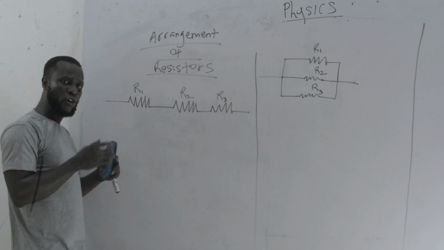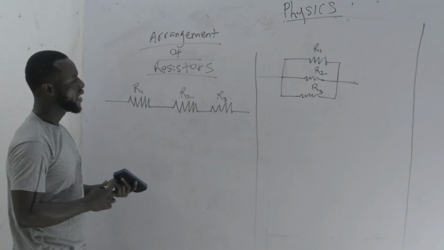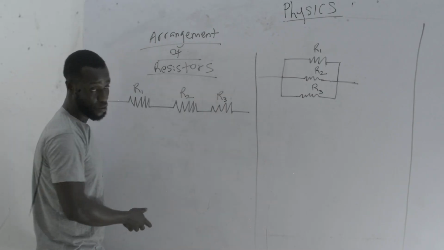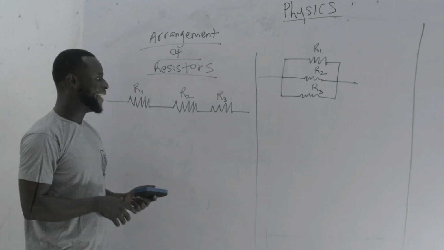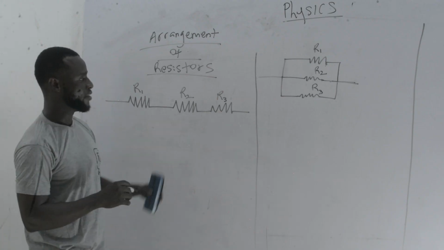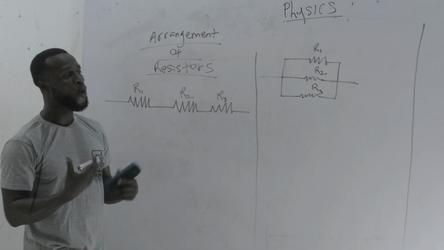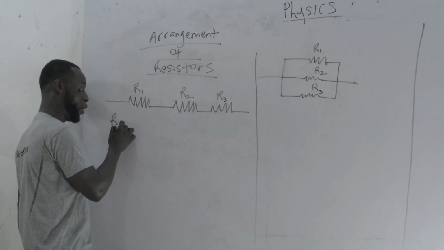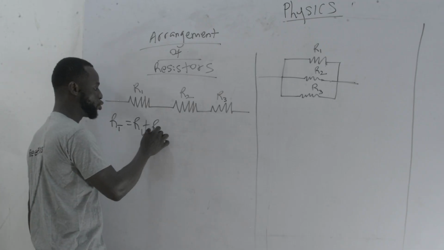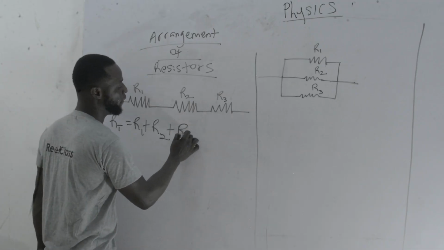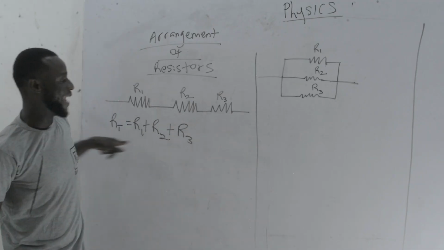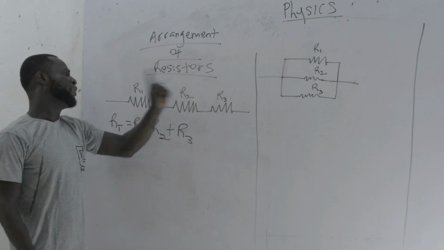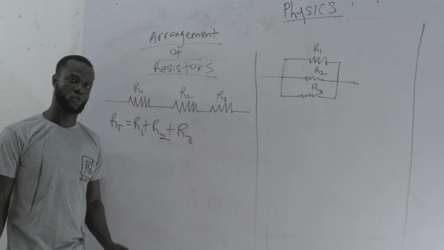This one is the reverse of what we learned in capacitors. If you are asked to find the total resistance, or the equivalent resistance, or the resultant, it all depends on what word you want to use, then I can say that R total will be equal to R1 plus R2 plus R3. So if resistors are in series, all I'm doing is just adding them up. It's that easy. If there were 4 here, I'll add the 4th one.